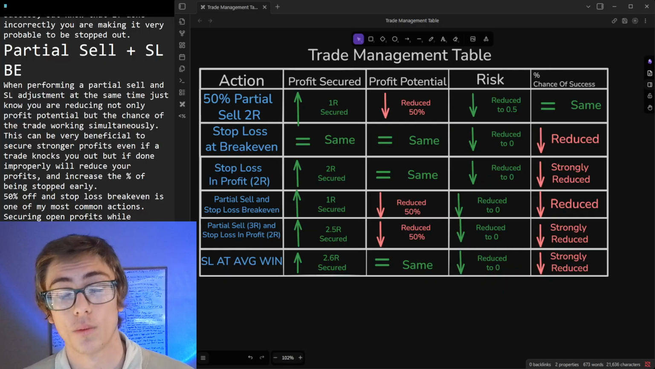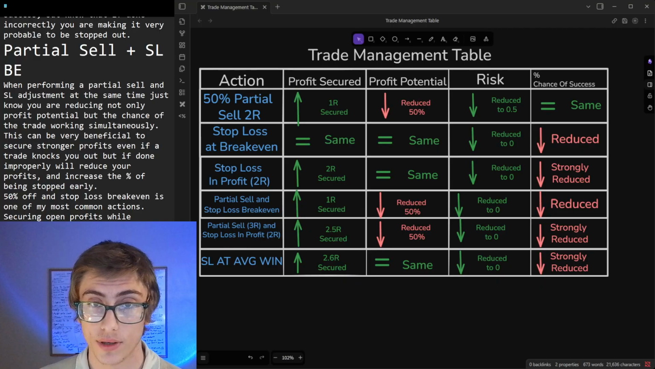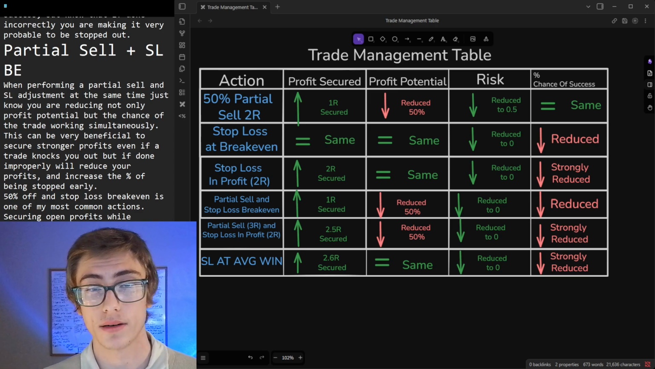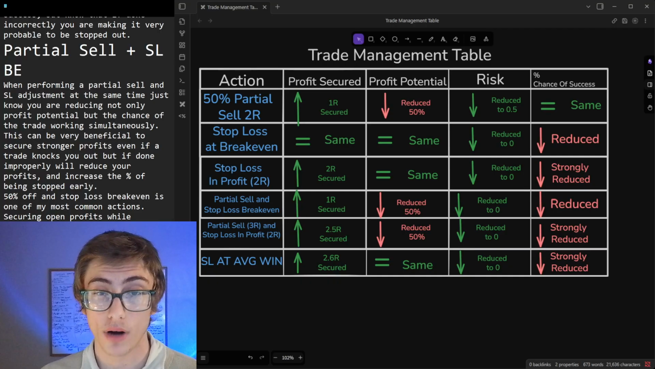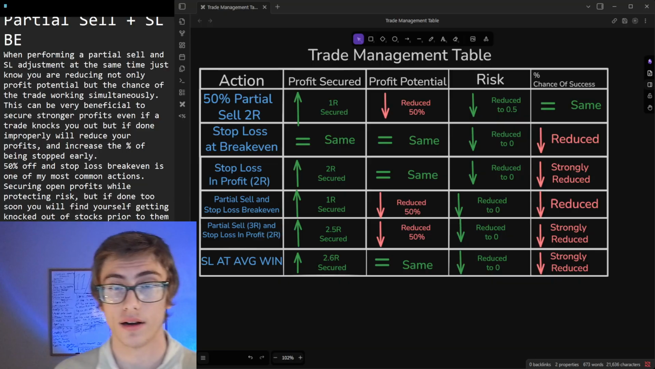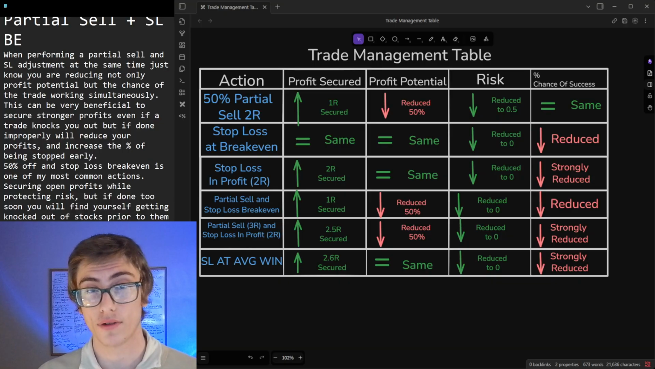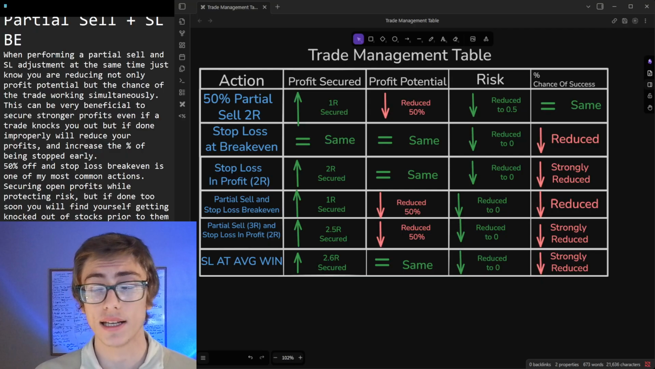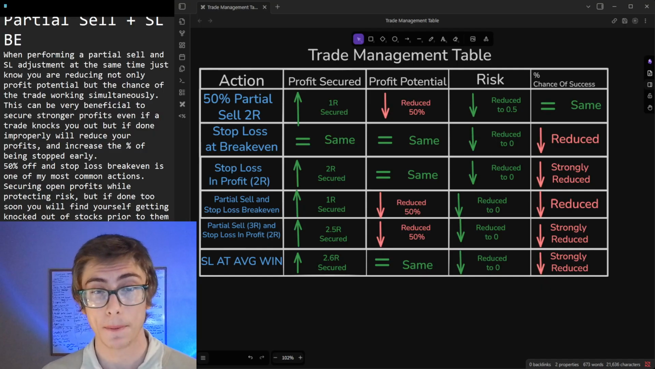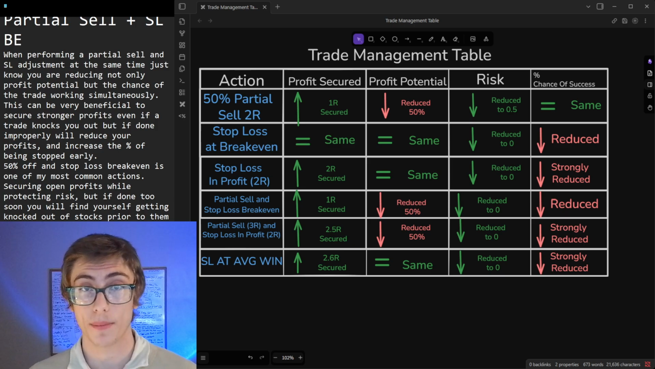When performing a partial sell and a stop loss adjustment at the same time, just know that you are playing with two of these boxes on the trade management table. You're reducing not only your profit potential, but the chance of the trade working simultaneously. So this can be done very well, and it can be very beneficial to your portfolio. This is one of my favorite actions to take, but if done improperly, you're going to reduce your profits, so you're only getting a small winner, and you're increasing the chance of you being stopped by a lot.